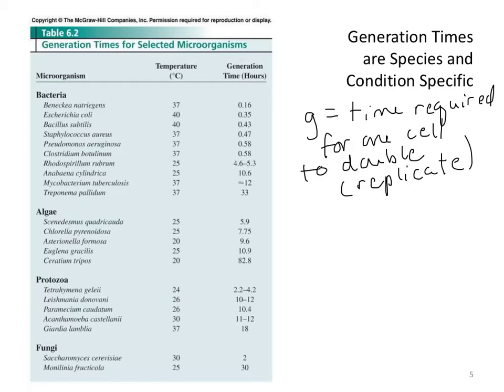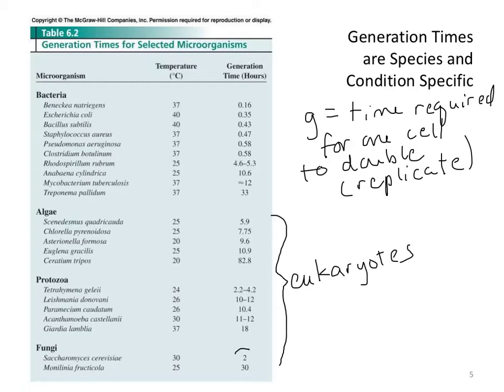So if we look at this table, this illustrates some of the known doubling times or generation times for a variety of organisms: bacteria, and then algae, protozoa, and fungi. The algae, protozoa, and fungi are all eukaryotes, of course. You should know that. Okay. And one of the patterns you'll notice here is that they tend to have longer generation times than the bacteria.